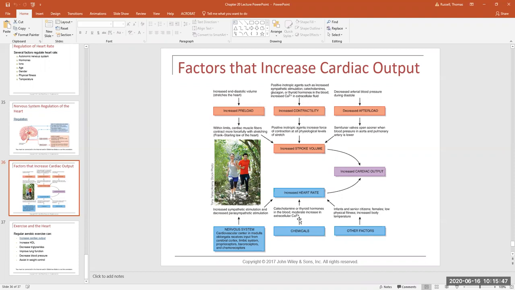All right. So the last thing down here for heart rate are all the factors that we can't control physiologically. Just like afterload, we don't physiologically control that. So what are those other factors? Well, what stage of your life are you in? Infants have higher heart rates than senior citizens. Females a little bit higher than males. Physical fitness, right? All of that. Your body temperature. So we can't control these. So the ones I'm interested in are the ones that we can physiologically regulate.